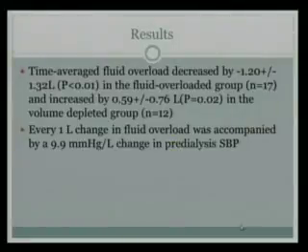Which is showing you that you can actually use this to titrate a patient's dry weight in an outpatient dialysis unit. And every 1 liter change in fluid overload was accompanied by almost a 10 millimeter of mercury per liter change in pre-dialysis systolic blood pressure. So that's an important point. You can see here, it's almost a linear relationship between the fluid overload and the change in blood pressure.